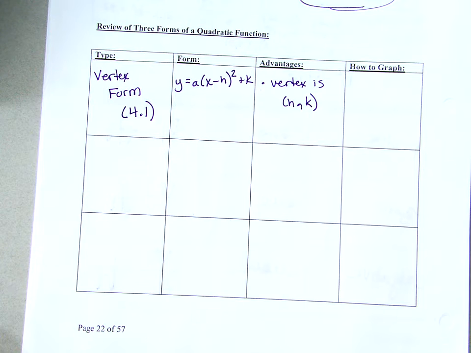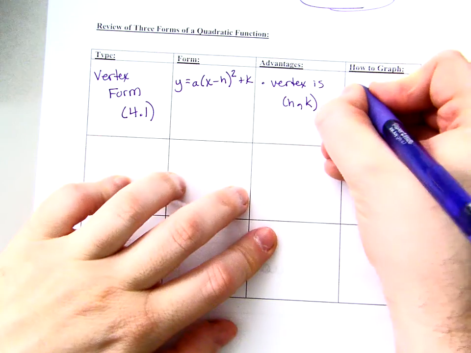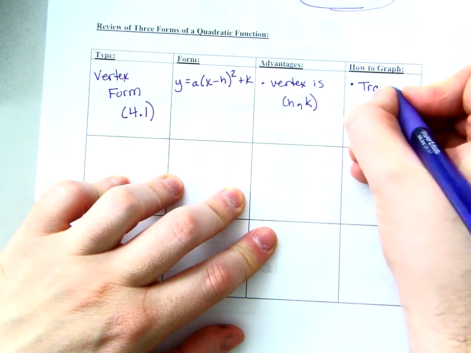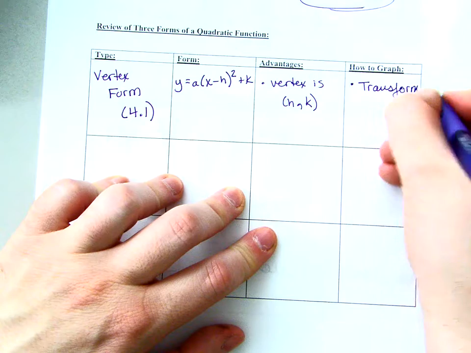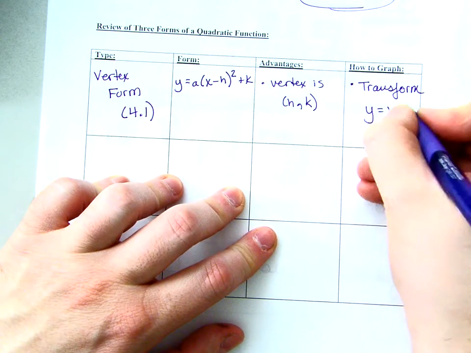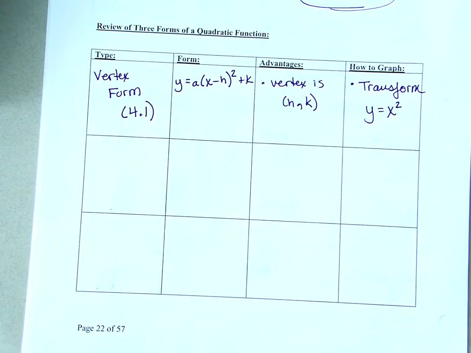There's something that's really easy to find if you're in vertex form, Brittany. The vertex, what is it? Perfect. The advantages, it is easy to find the vertex. The vertex is just H, comma K. And how did we graph those? This was how we started the chapter with the colored pencils, where we graphed our parent function and then applied our transformation. So I'm going to say transform y equals x squared. Take it, move it, stretch it, flip it, move it again.